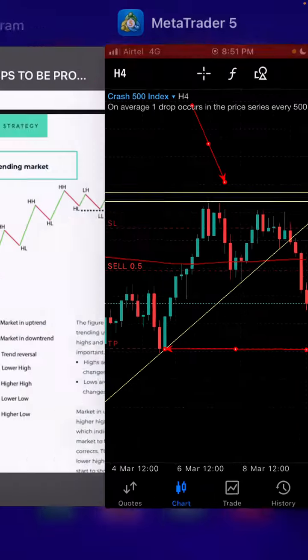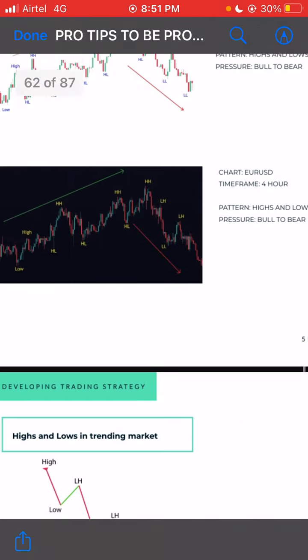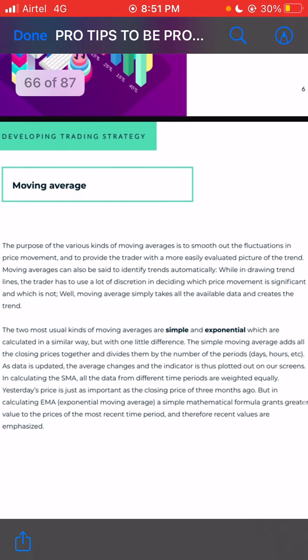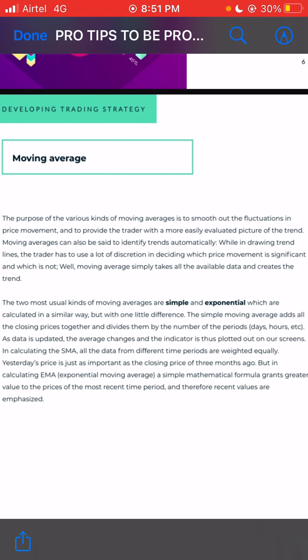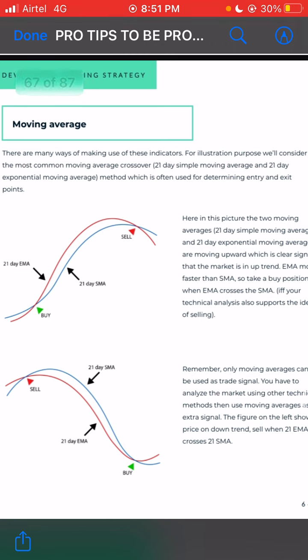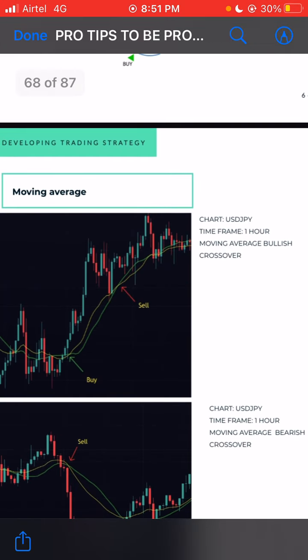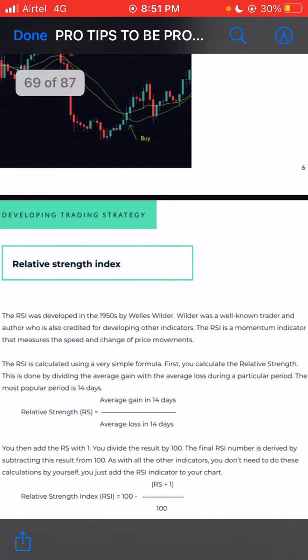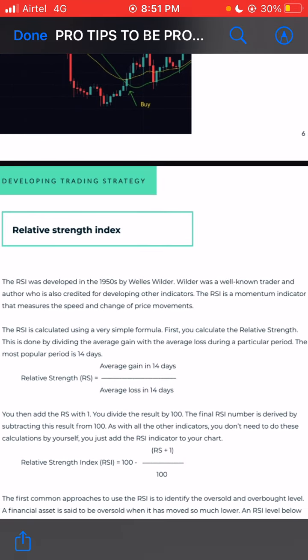And last but not least, let's go back to my ebook and let me show you the part which talks about moving average. We have the moving average concept here written clearly, and how we can buy and sell using moving averages. 21-day moving average, 50-day moving average, 200-day moving average. All of them are listed here. Just go through the ebook if you have it.